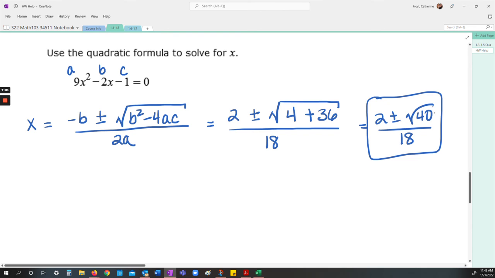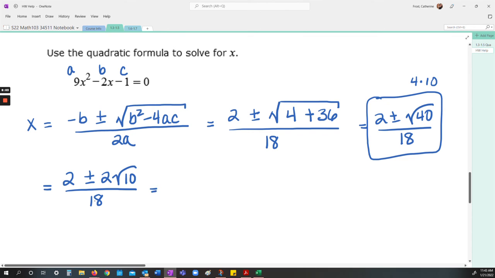So we start with simplifying the square root, and we can, right? You wouldn't necessarily be able to do this, but we can because we have a factor of 4. So square root of 40 is the same as square root of 4 times the square root of 10. So we can take square root of 4 outside, so we have 2 plus or minus 2 square root of 10 all over 18. And now we can actually go even further because we're going to be able to cancel 2's all over the place.